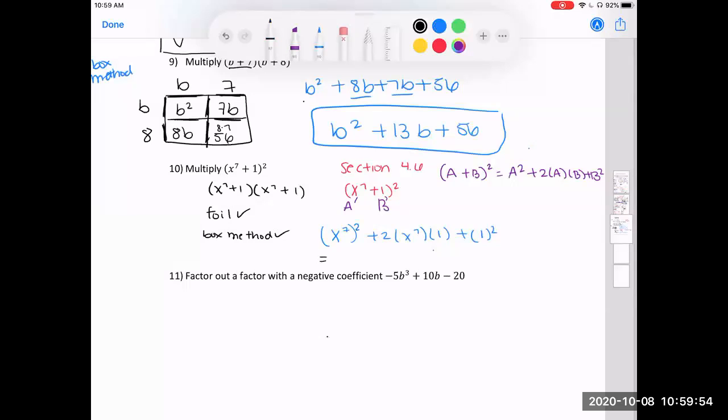So our answer is x to the 7th power squared, they multiply, so I get x to the 14th power plus 2 times x to the 7th power plus 1. That's our answer. If you don't like this, you can FOIL. That's fine. You can FOIL on your own work.